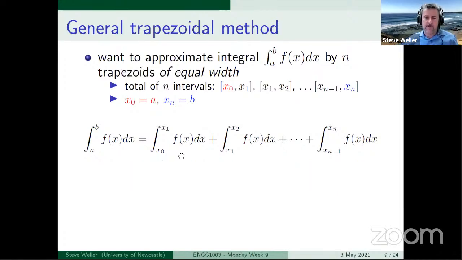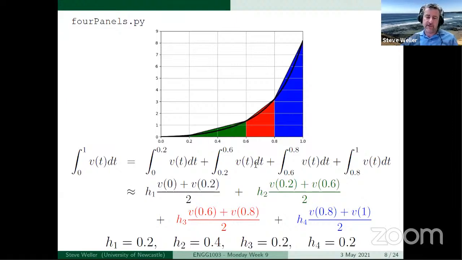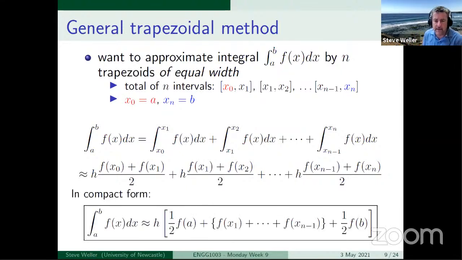This is a particular form of the general form of what we saw here on slide 8, where we used a particular choice of panel widths and a particular function that we're integrating, V. And if we write out what the area of those trapezoids is and then do a little bit of manipulation, we find that we have a lovely compact form for the trapezoidal method, which says that the integration of F between limits A and B is approximately equal to the panel width times half the function value at the lower endpoint plus half the function value at the upper endpoint plus, in the curly parentheses here, the sum of the function values at all the intermediate edges of the trapezoids.